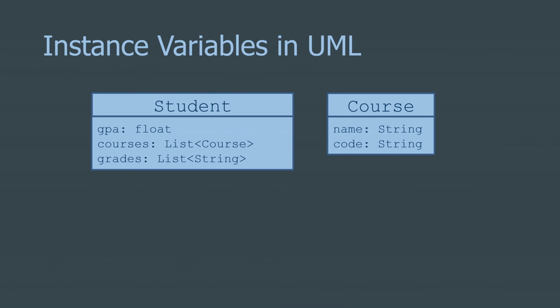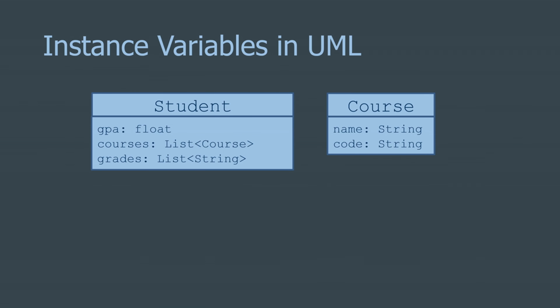All right, so if you want to add instance variables, then the UML diagram changes to have a second rectangle. Ooh, it's very advanced, this UML technology. It's 2 rectangle technology. So here we've got 2 classes, student and course, and I've just added a couple of variables to each one. So maybe students have GPA and a list of courses and a list of grades. And courses have a name and a code.